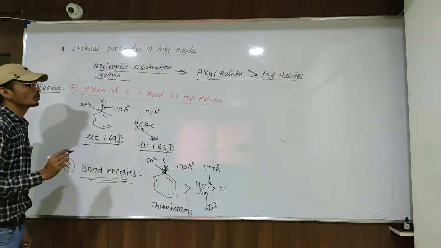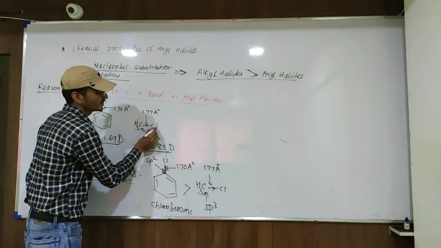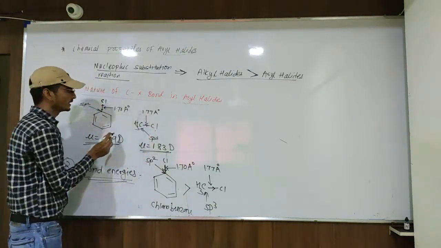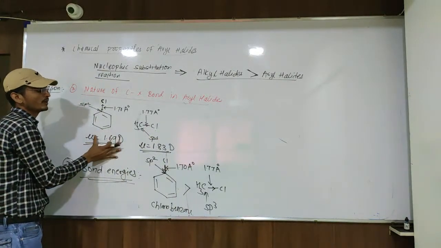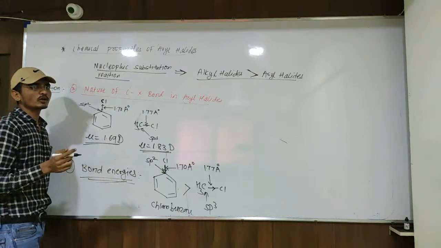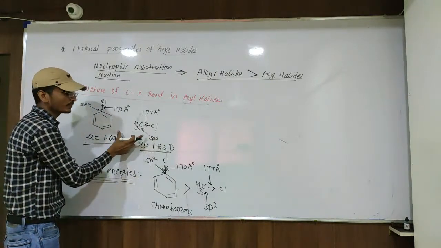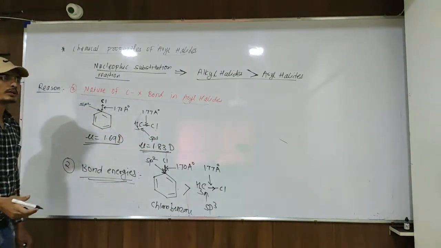म्हणजे कोणता बॉन्ड हा मोर पोलर आहे? CCl बॉन्ड इन केस ऑफ मिथाइल क्लोराइड. कोणता बॉन्ड हा लेस पोलर आहे? CCl बॉन्ड इन केस ऑफ क्लोरोबेन्झीन. मग कोण लवकर ब्रेक होणार? दिस वन, कारण पोलर आहे. पोलर बॉन्ड असेल तर तो लवकर ब्रेक होतो.